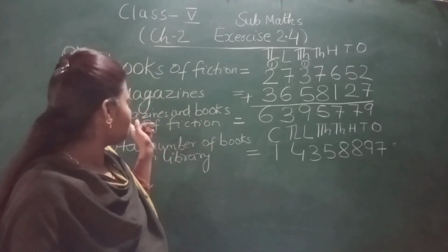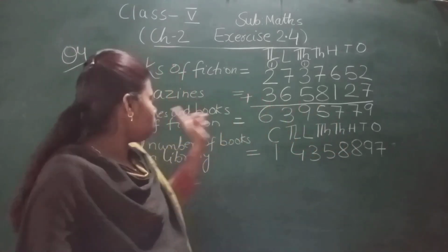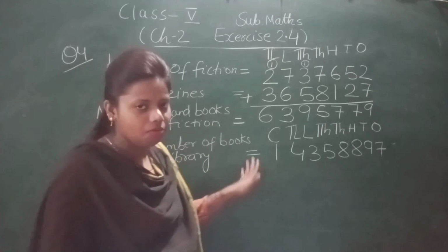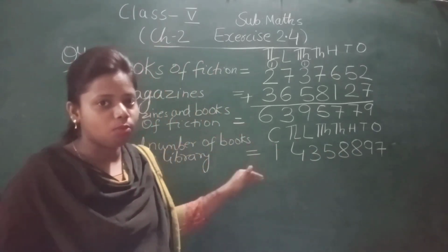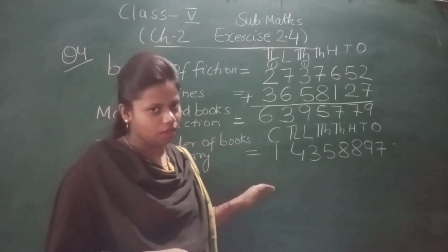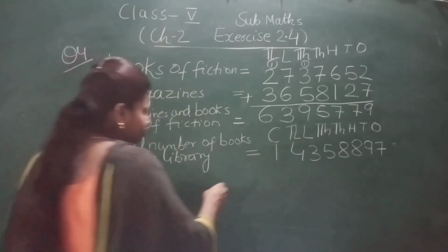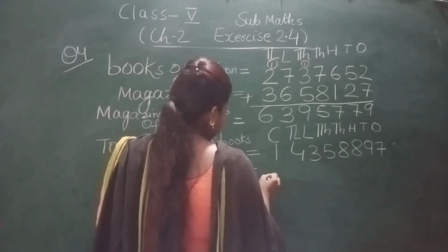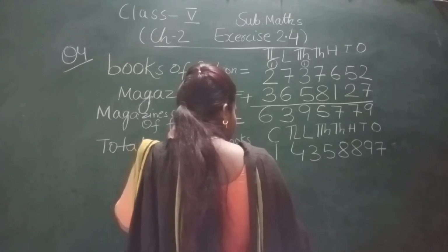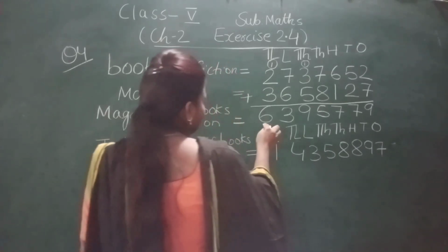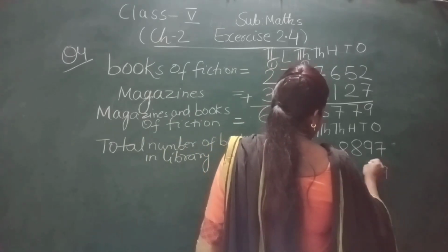We will subtract magazines and books of fiction. The total number of magazines and books of fiction we will subtract from the total number of stock. Whatever the book stock was there, we will subtract from there. It is the total number of books. From there, we will get the number of reference books. So now let's subtract. It is given up to the 10 lakhs place. So we will start placing the numbers from here.